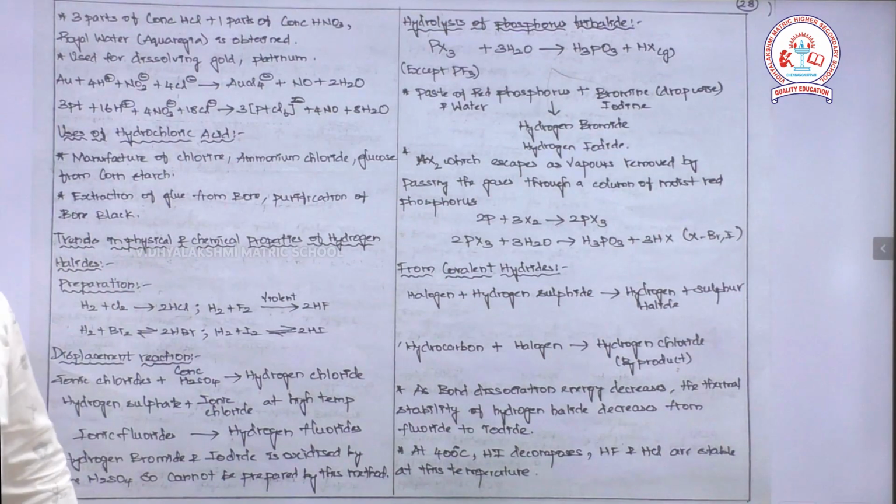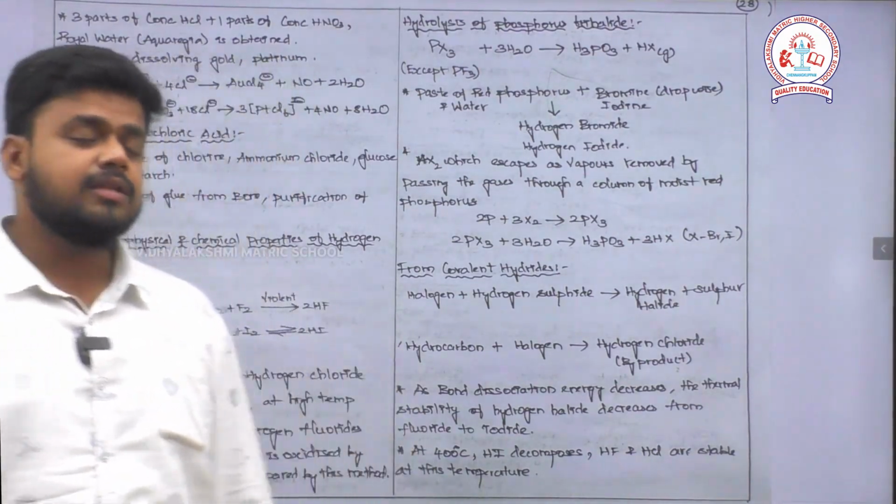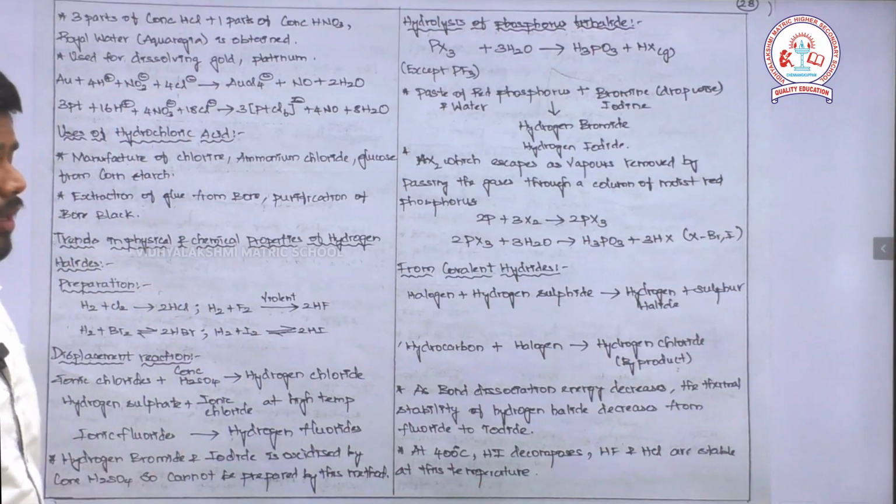3 parts of HCl and 1 part of HNO3 is called royal water. We call it aqua regia. This is widely used to dissolve noble metals like platinum, gold, etc. The reaction is given. Stoichiometry, you have to keep it in mind.